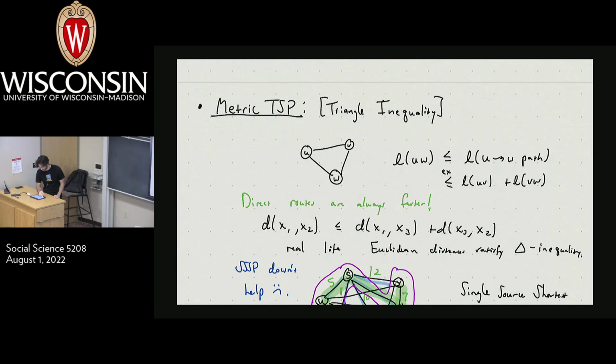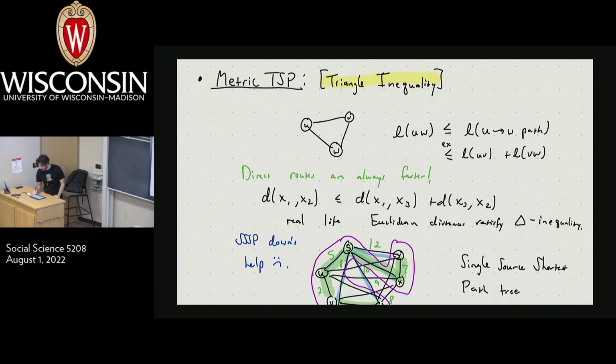So this is the key part, the triangle inequality. It says that the length of the edge from U to W is always smaller than the length of U to V plus the length of V to W. So taking the direct route from U to W is always faster than taking some other route. So going directly from Milwaukee is faster than going to Chicago and back to Milwaukee.